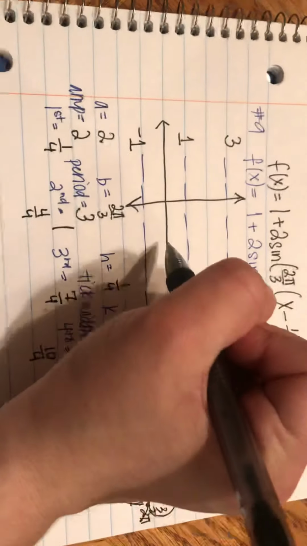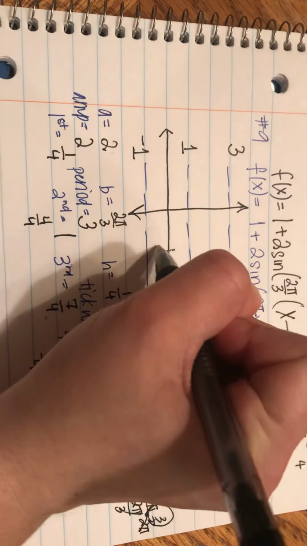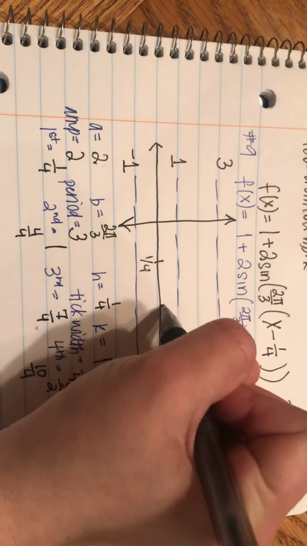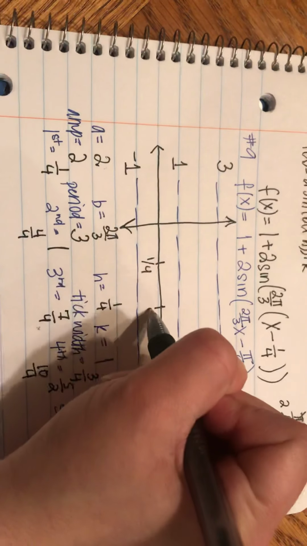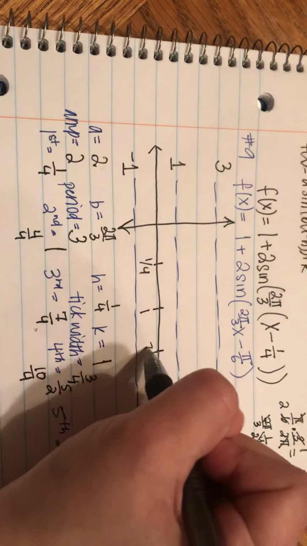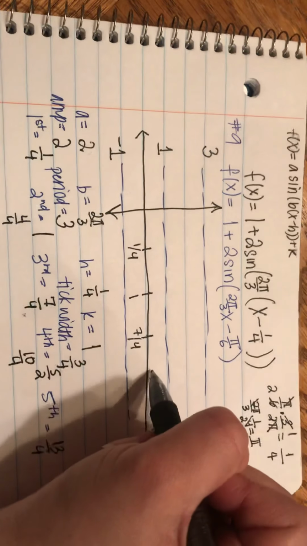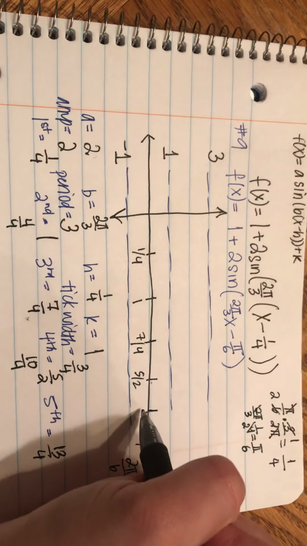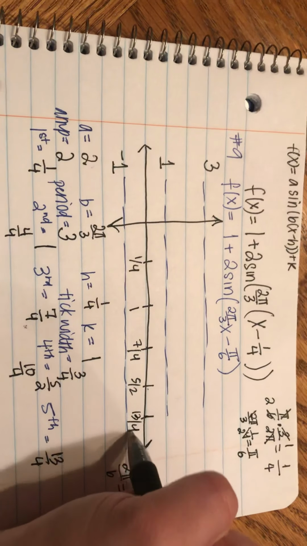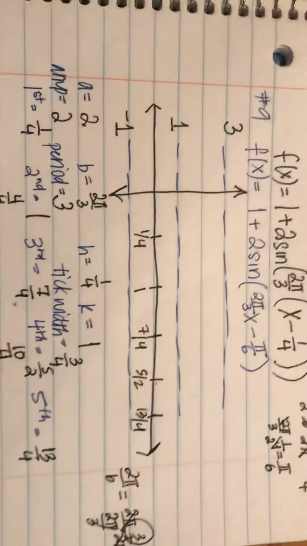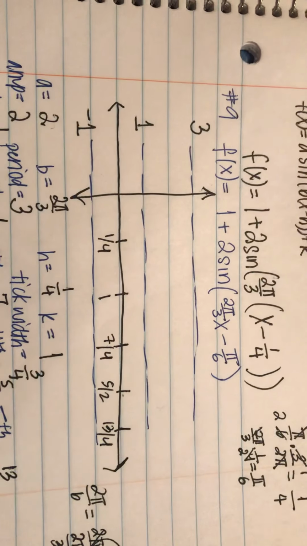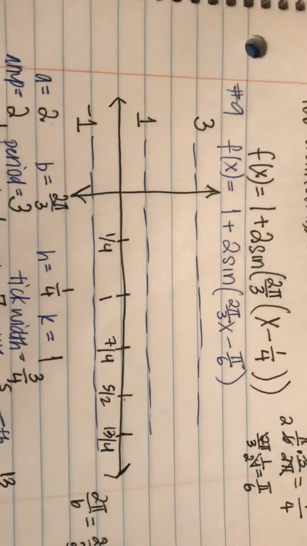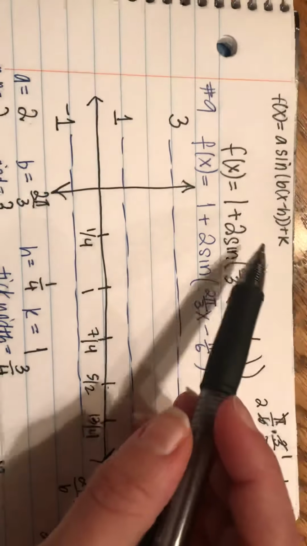Now I'm going to write down the tick marks. The first tick mark was 1/4. Then it went to 1. Then it went to 7/4. 5/2. And then last but not least, 13/4. So now that I have the coordinates, it looks like I've labeled the x-axis and the y-axis. And now I've got to do sine.